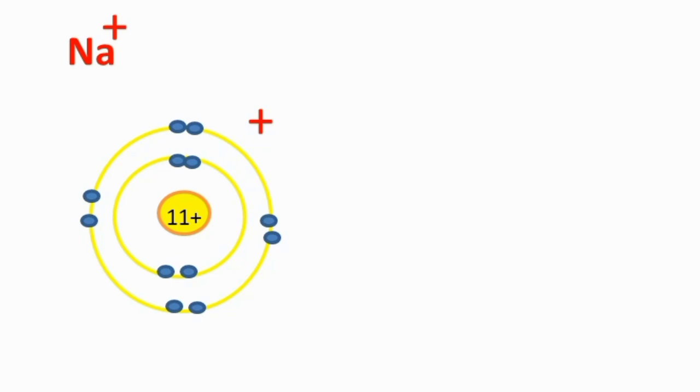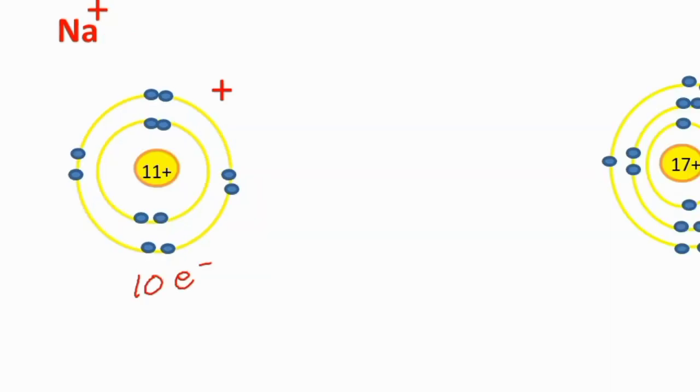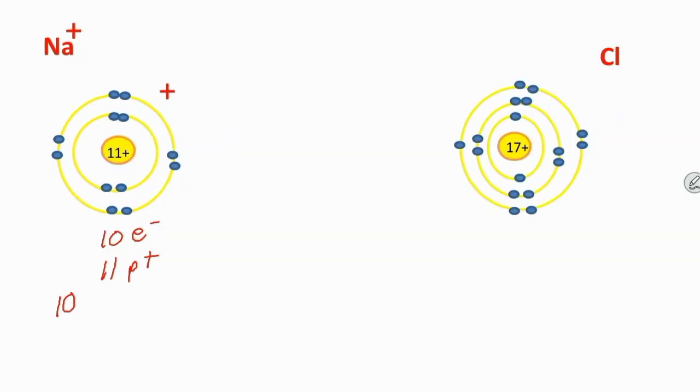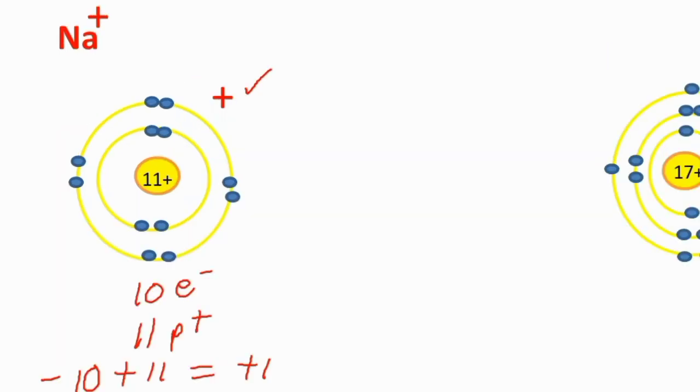That's because it has an unequal number of electrons and protons. Electrons are negatively charged, and it now has 10 electrons but 11 protons. When you compute, you have 10 electrons, which means minus 10, and 11 protons, which is plus 11. So the total is plus 1. That's why it has a plus 1 charge over there. And of course, sodium becomes 1.